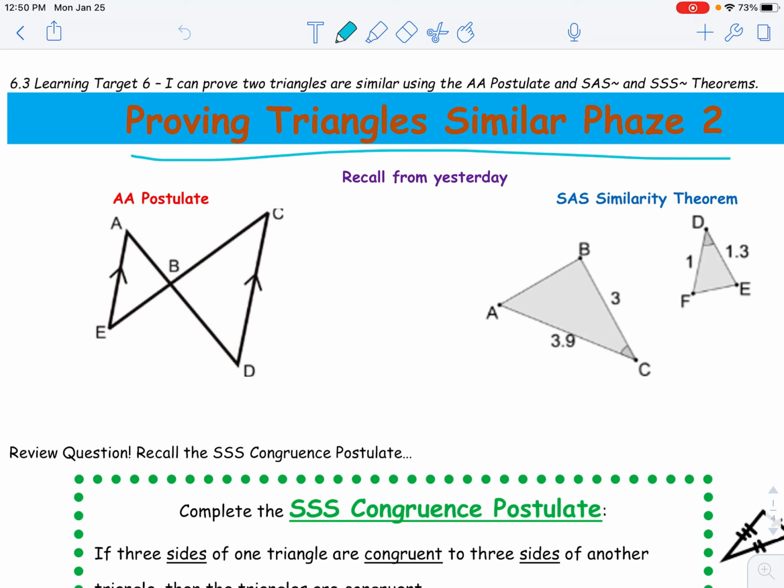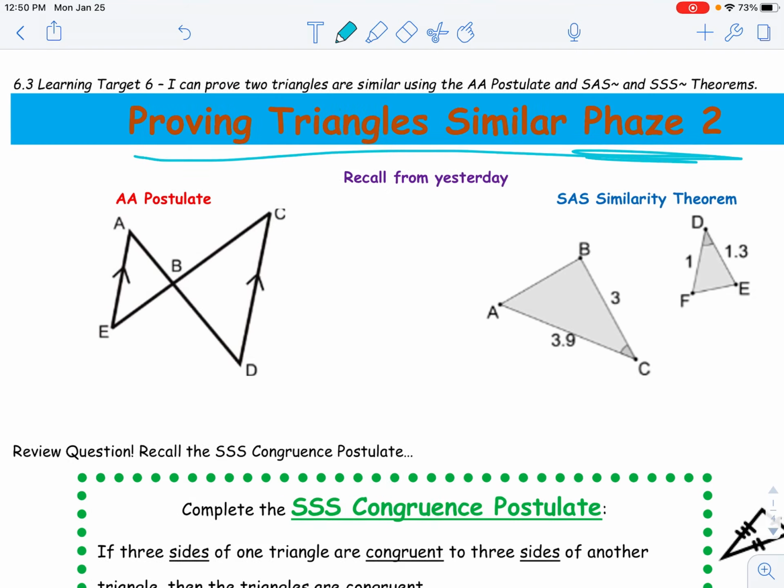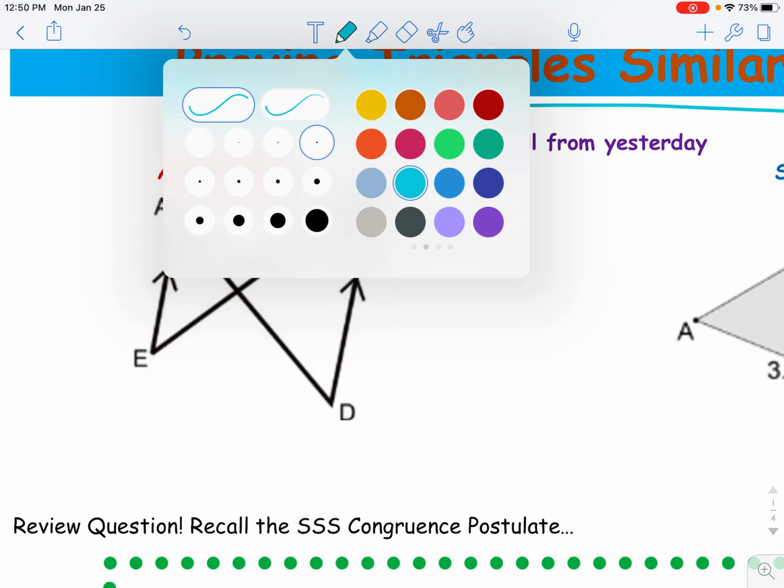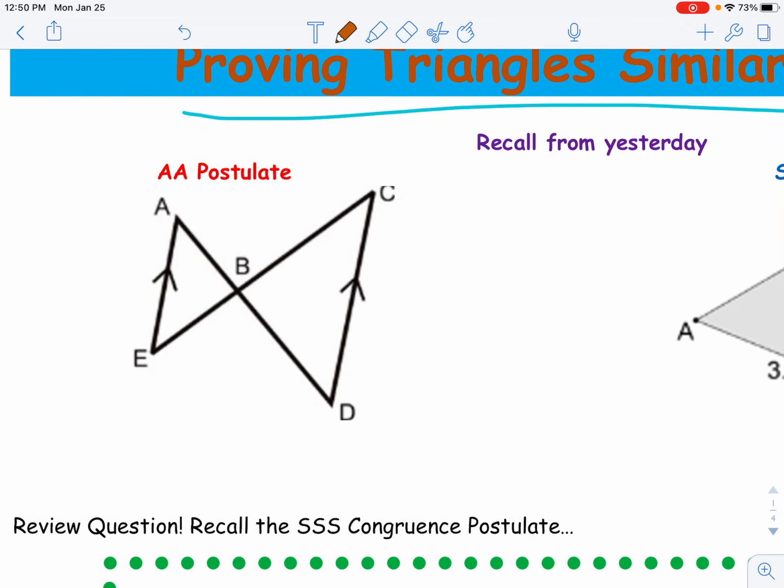Okay, so yesterday we did proving triangles similar, but we only did phase one. This is phase two. We're gonna add another theorem slash postulate and go from there. All right, so just a quick review from yesterday. Two triangles are similar if they have two congruent angles. All right, so what does that mean?